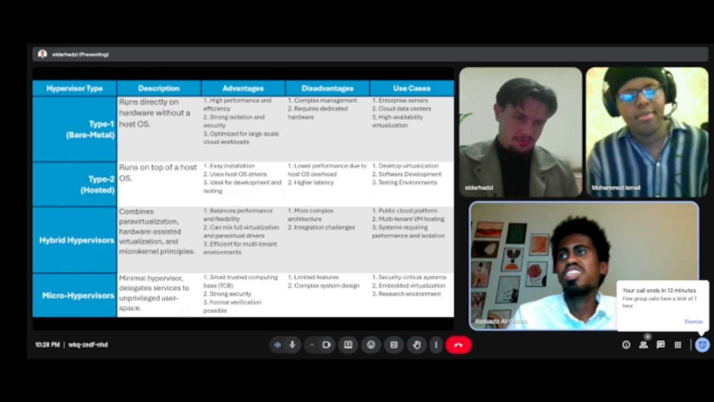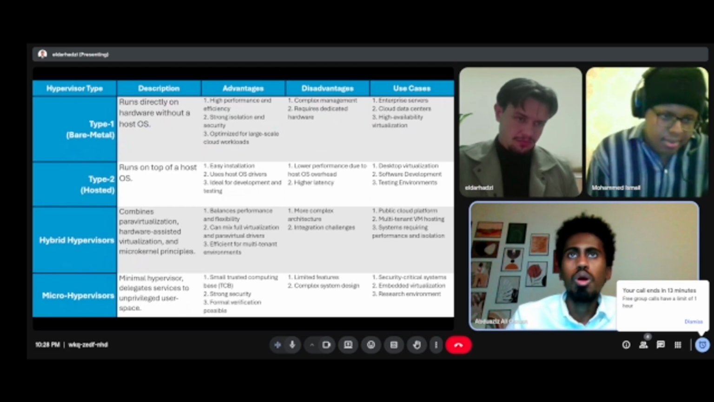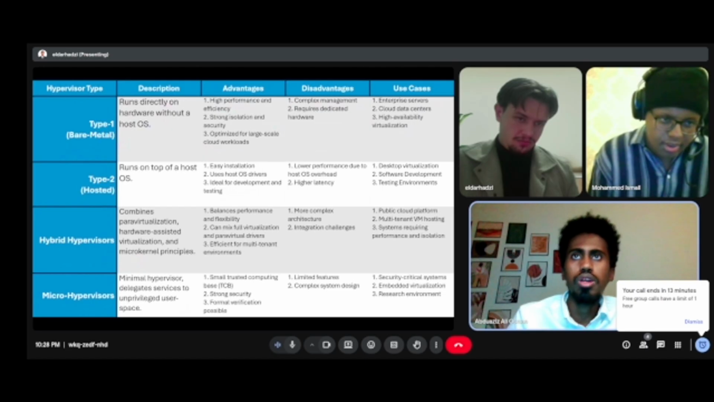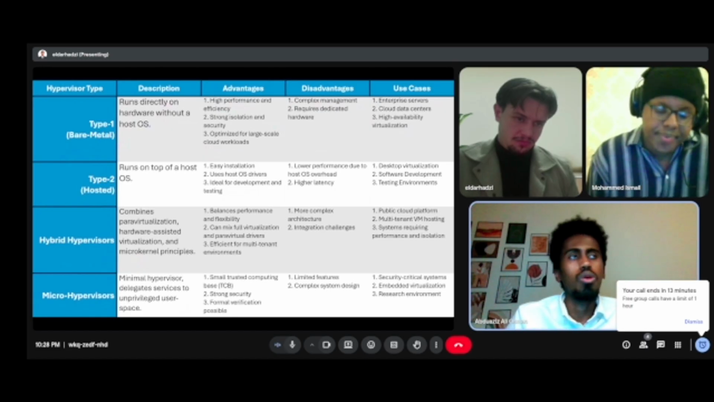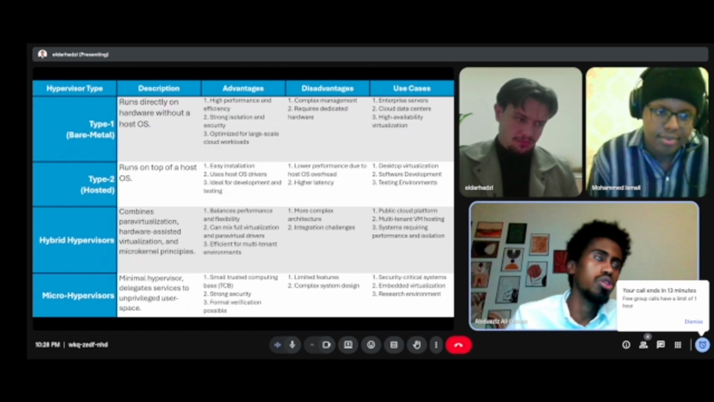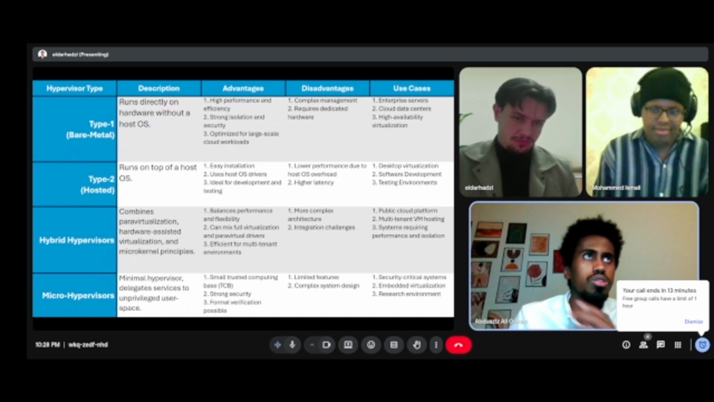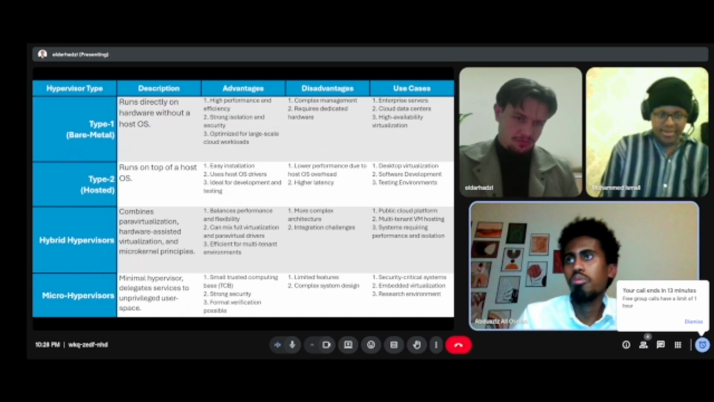And then there are hybrid hypervisors, used in public cloud platforms like AWS and multi-tenant VMs. Those companies mostly use them. And micro hypervisors mimic all those big cloud platforms, like Firecracker, and there are multiple ones, like LXD in Linux if you're familiar with it.